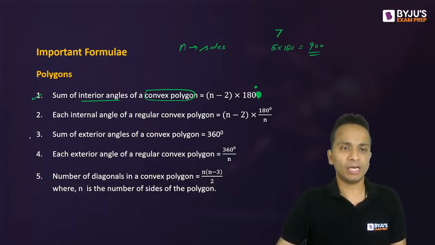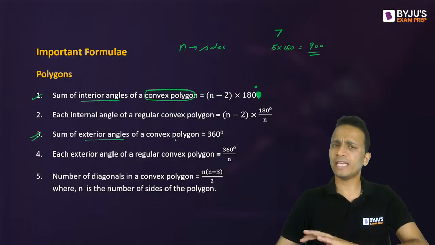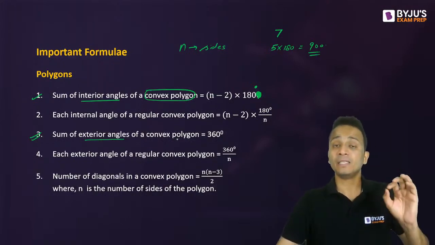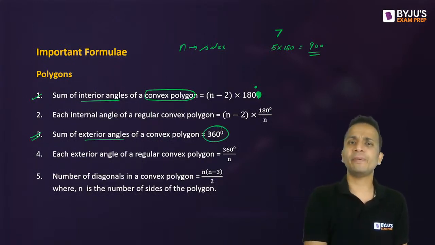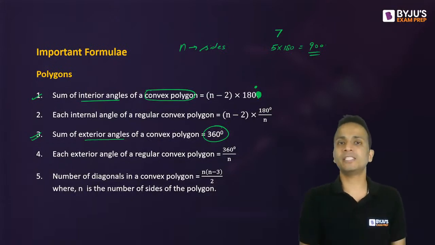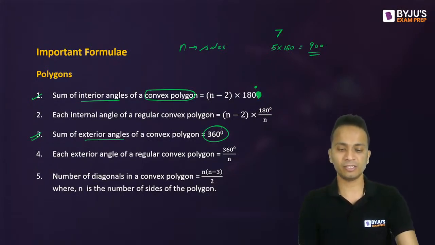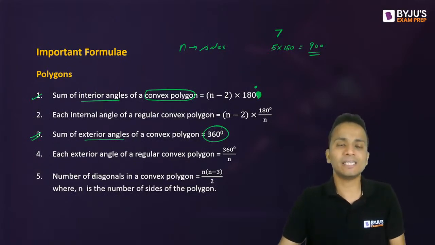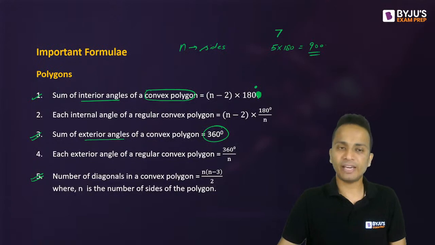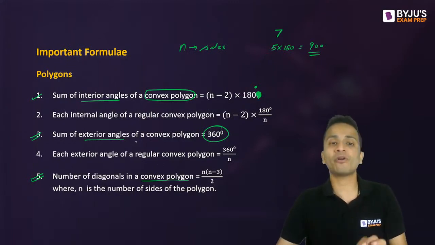Now look at the third formula: the sum of all the exterior angles of a convex polygon. So take any random convex polygon. The sum of all the exterior angles will always be 360 degrees, and it will never depend on the number of sides. Whatever be the number of sides, the sum of all the exterior angles will be equal to 360 degrees. Right? Okay. Now next is formula number 5: the number of diagonals in a convex polygon. You will wonder why I've left the other two formulas, because the other two formulas are specifically for regular polygons.